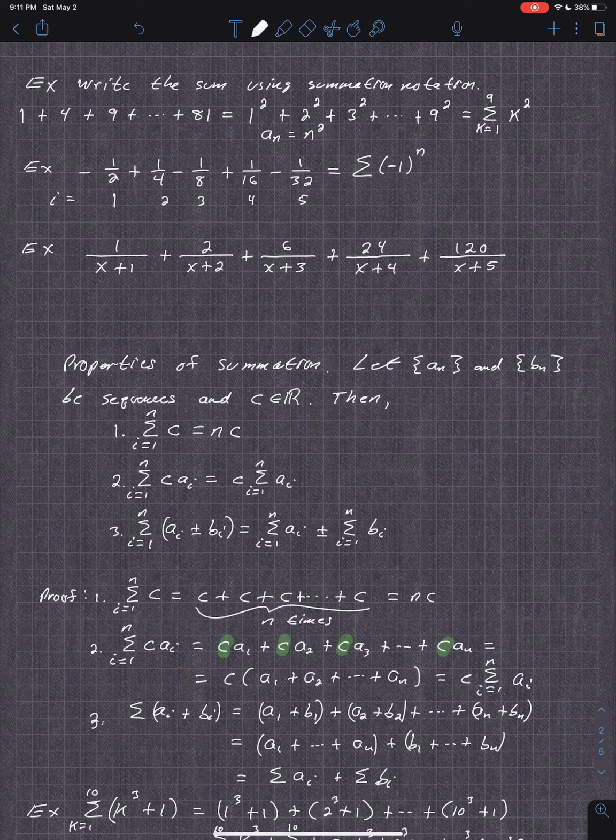Oh, you know what? I already said we're going to use i. So we're going to put i up there. Let's change that to i. So i goes from 1 and then to 5, because I just listed them all out. It goes 1 to 5.